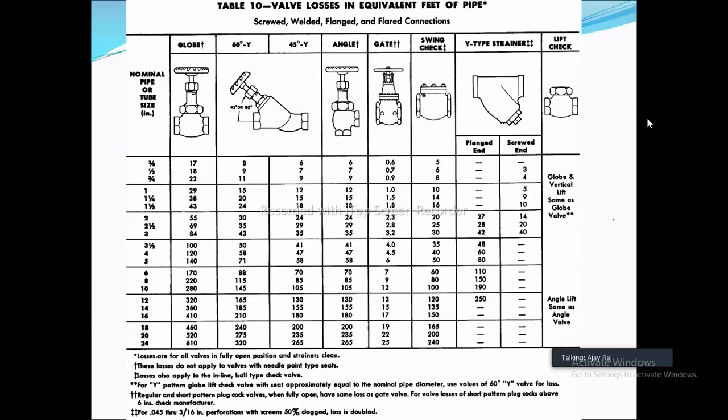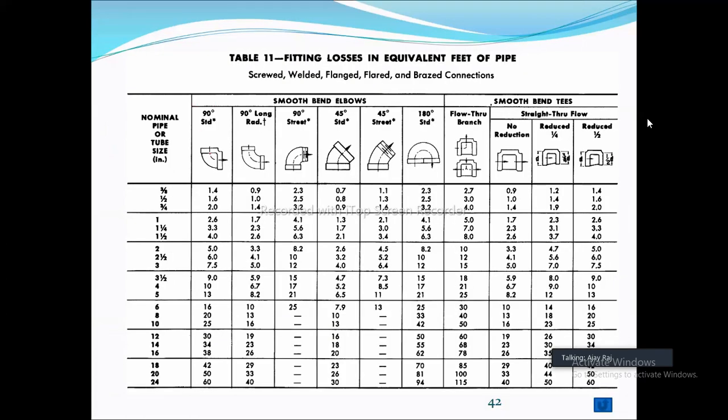Similarly bends, generally we have 90-degree standard bends. So for example, if I have one bend, for 1 inch dia, that is equivalent to 2.6 feet of straight length. I hope it is clear.